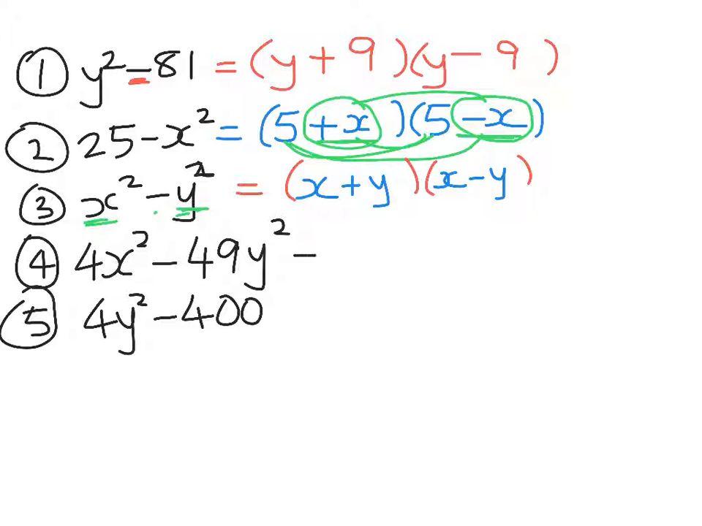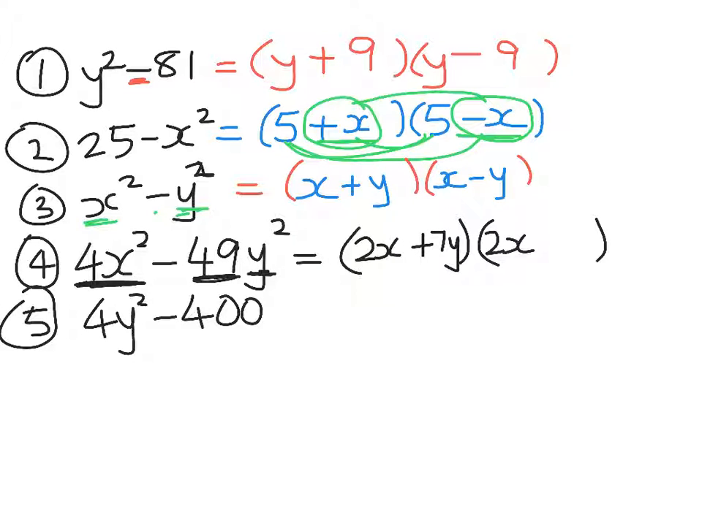Right, number 4. Have I got a square number here? Yes, I have. My coefficient's 4, which is a square, and x squared's a square. I've got nothing in the middle, and I've got a takeaway. 49 is 7 squared, and y squared is y squared. So, well, that y squared is y squared was very profound, wasn't it? 2x plus 7y times 2x minus 7y. There we go.